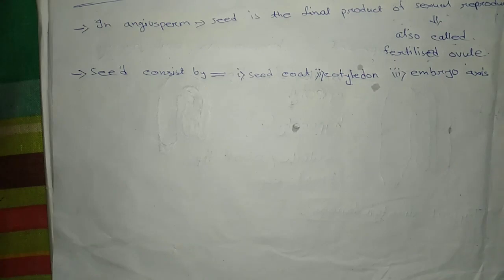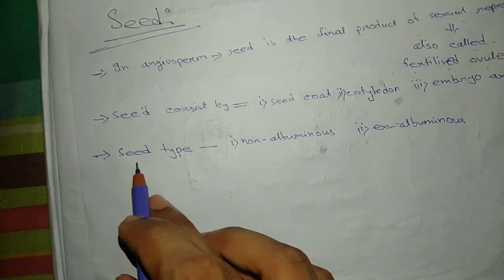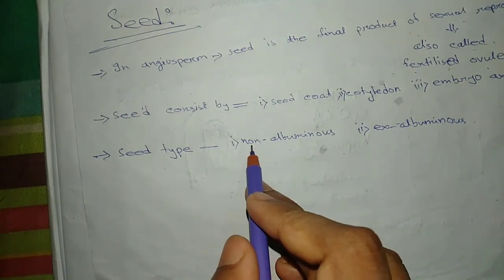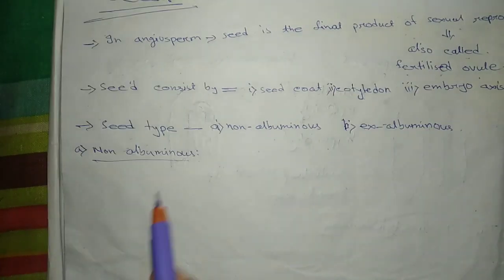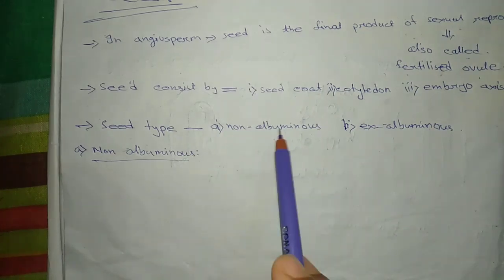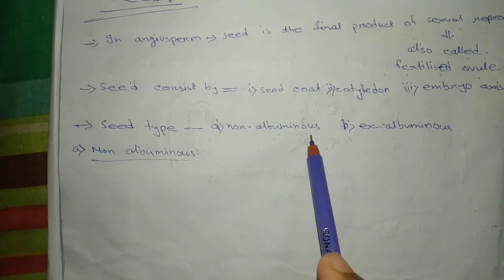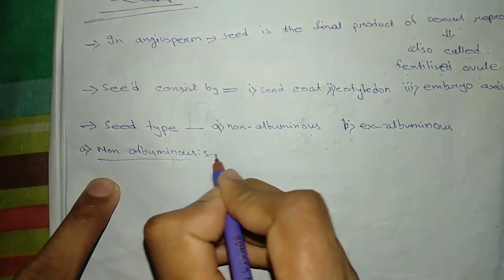In a seed, the cotyledons of the embryo are simple structures, generally thick and swollen due to storage of food reserve, as in leguminous seeds. Okay, a mature seed may be of two types: non-albuminous and albuminous. First of all, we will know about non-albuminous seed.